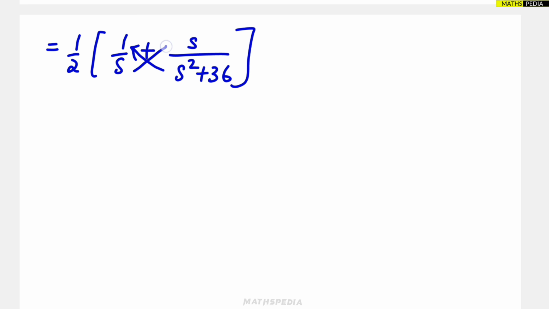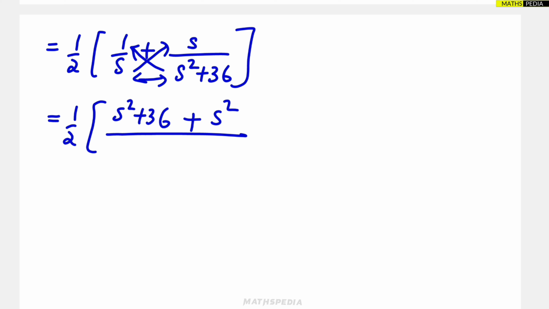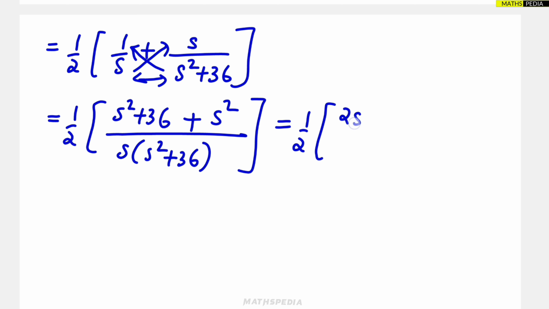Cross multiply, butterfly method, right? So what will happen? 1 by 2 outside, s square plus 36 into 1 plus s into s is s square, divided by denominator s into s square plus 36. Right? We got this one. Numerator part, if you see, 1 by 2 into 2s square plus 36 divided by s into s square plus 36.